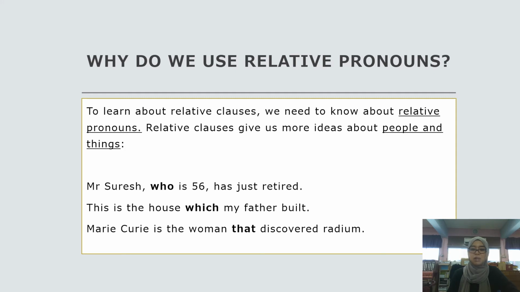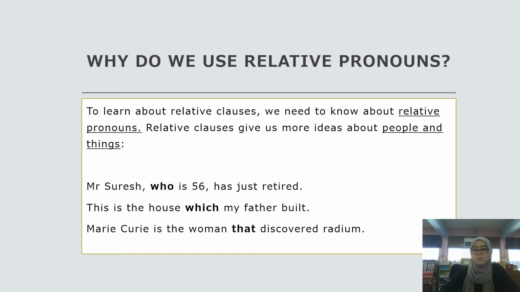Number three: Marie Curie is the woman that discovered radium. Here the relative pronoun is that. So for the third sentence we use the relative pronoun that. We can also use that for certain sentences in relative clauses.